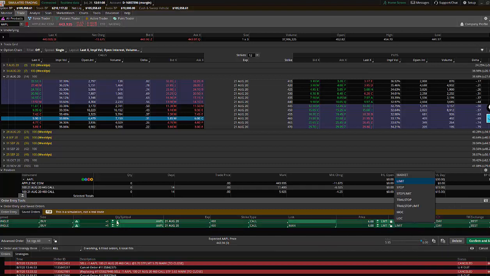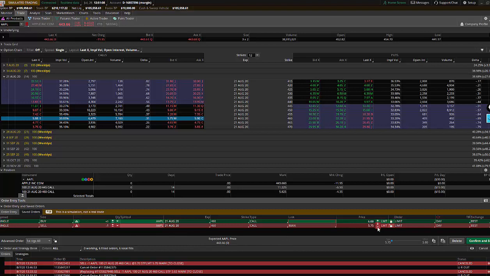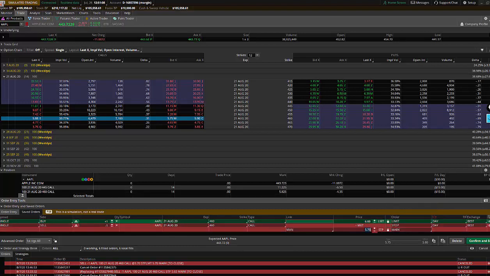I want to set a stop out there, so selling one. I want to stop myself out, so we go here, put out a stop at 550. So if I get filled at $6, immediately it's going to turn into a 550 stop. Confirm and send.